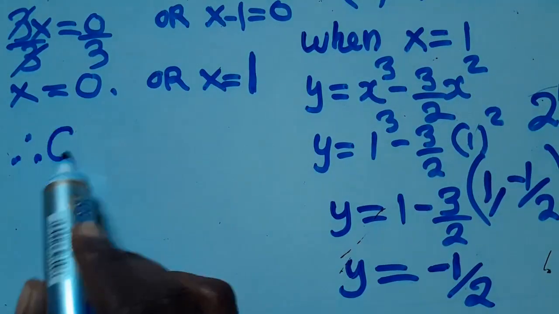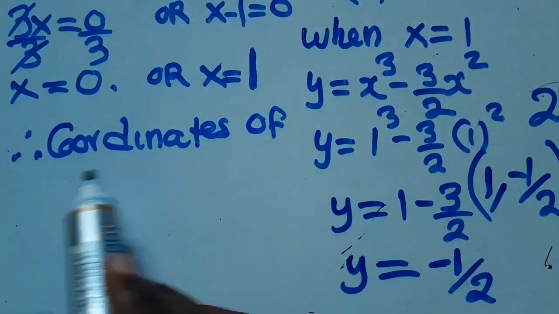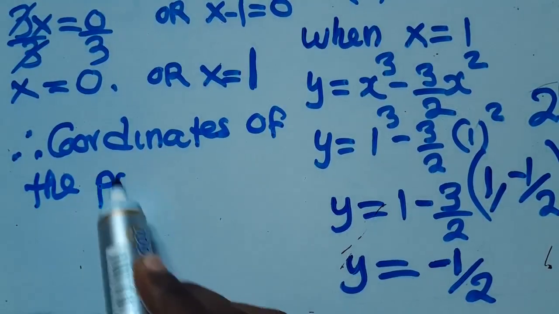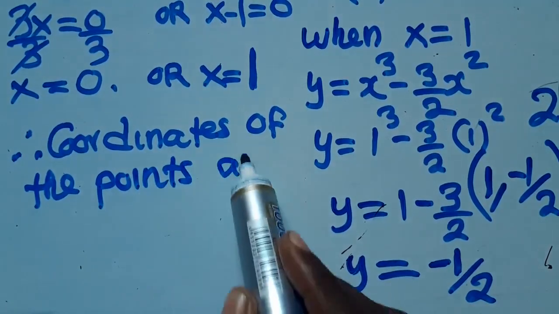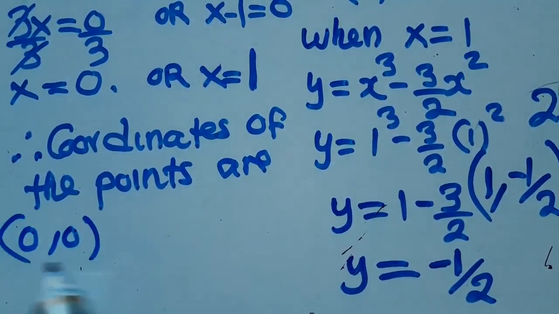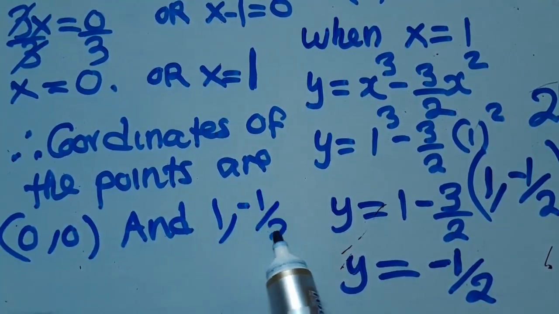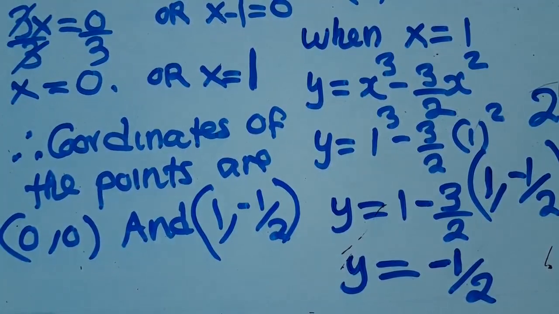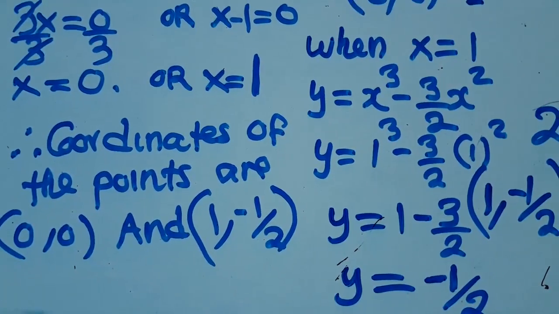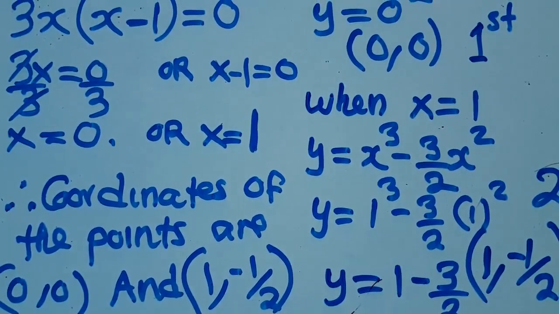So you just conclude and say, this is your conclusion: therefore, the coordinates of the points are (0, 0) and (1, negative 1 over 2). These are your answers. This is how you need to answer such a question. These are things that you need to put into consideration. The same way I've answered, this is the same way you need to answer that.